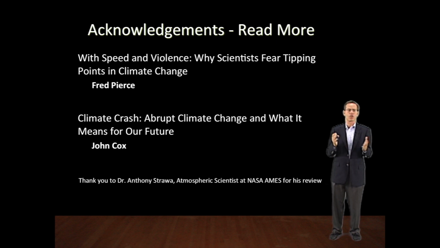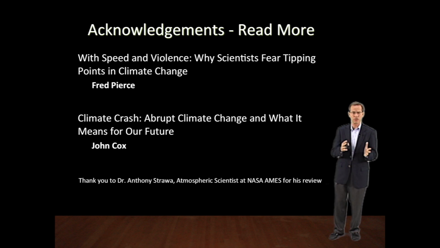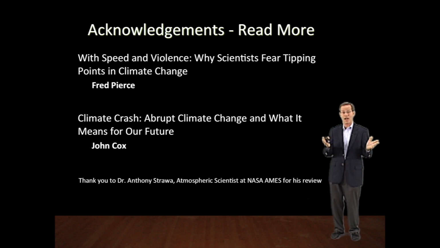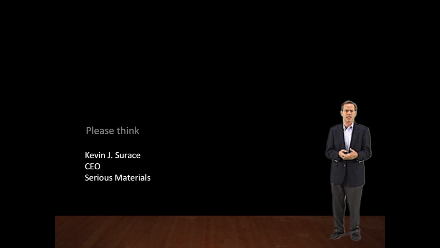As I said, I want to acknowledge some people here and some books. The book With Speed and Violence: Why Scientists Fear Tipping Points in Climate Change by Fred Pearce is an outstanding book, and I do recommend that everybody here reads that. Climate Crash: Abrupt Climate Change and What It Means for Our Future, by John Cox, is a great book also. I want to thank some people at NASA for their help as well.